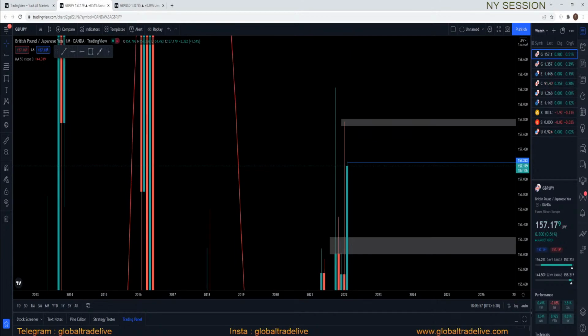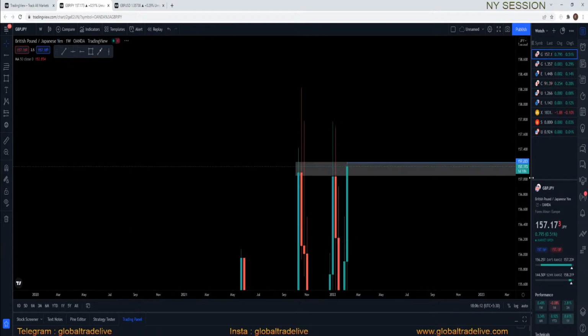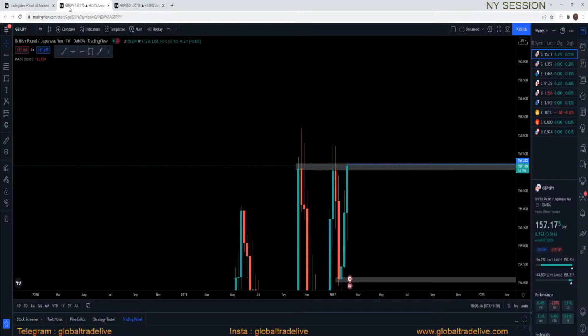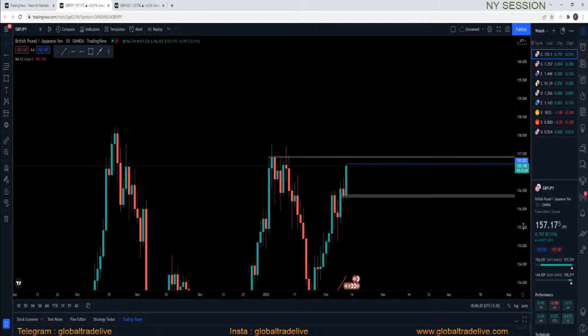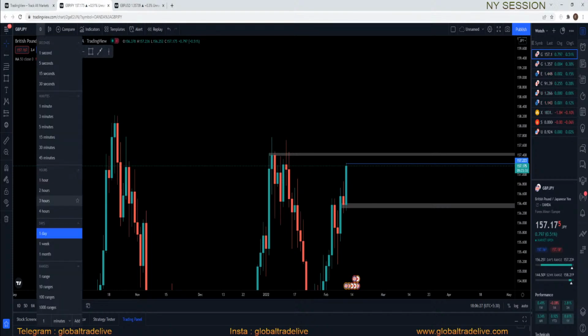Monthly was bullish. I'm gonna write it down. Okay, so the monthly is bullish. Weekly was also bullish over here. Daily was also bullish over here. Now 4-hour.